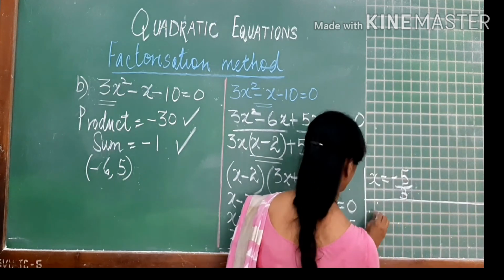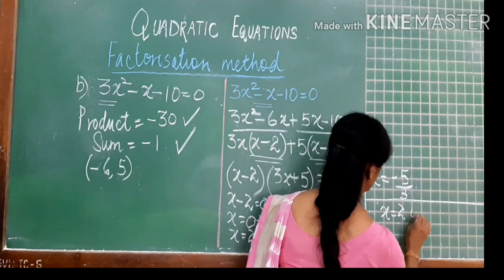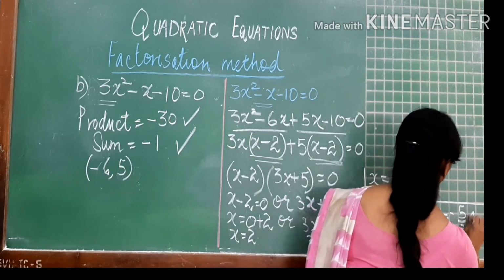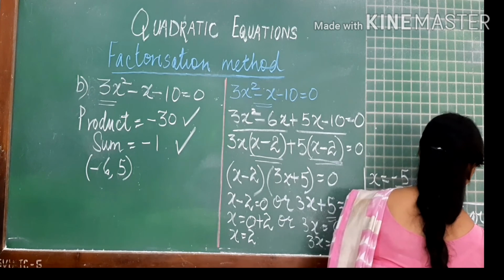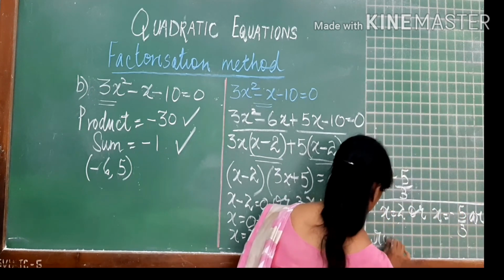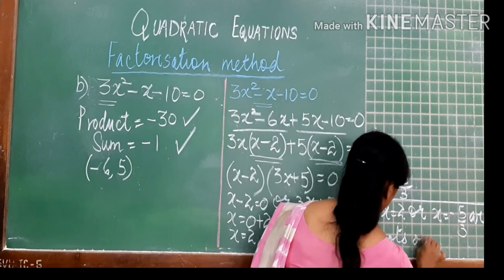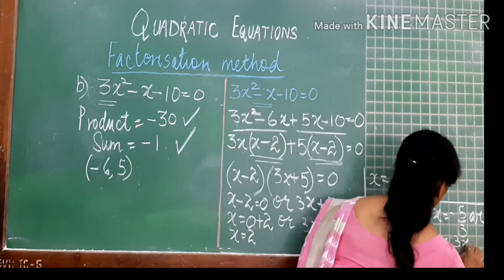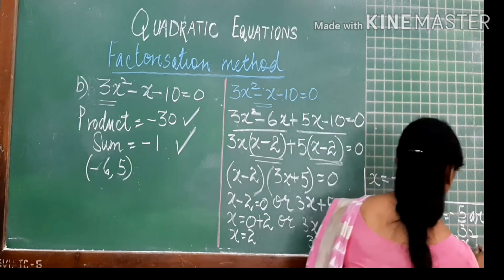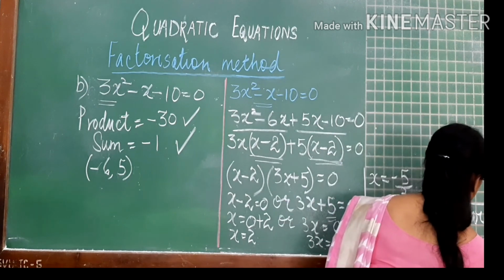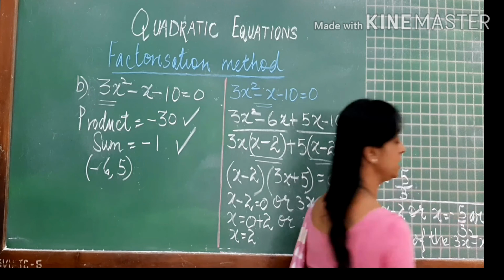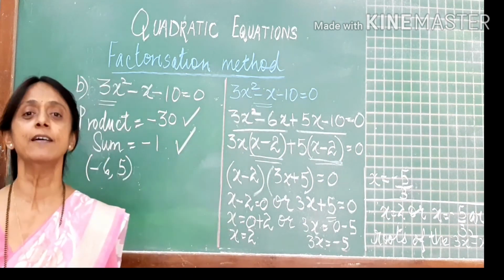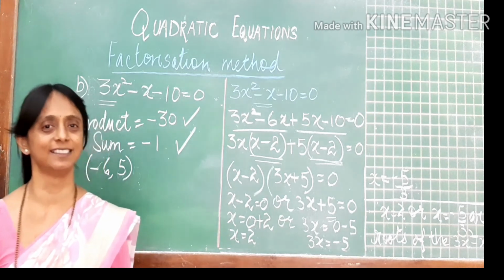So therefore, x is equal to 2 or x is equal to minus 5 upon 3 are the roots of the equation. Which equation? 3x squared minus x minus 10 is equal to 0. So which method did we use, children? We used the factorization method.